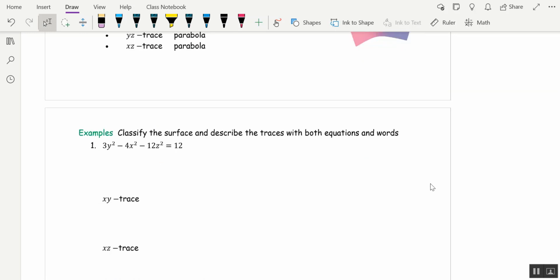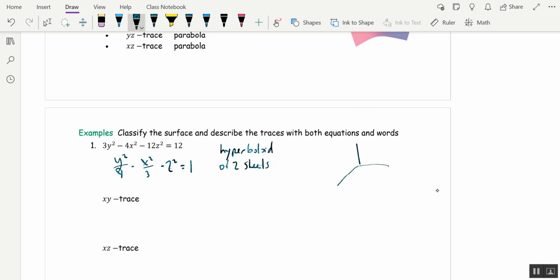All right, let's do some examples. We want to classify each surface and then describe the traces. So for the first guy, I'm going to divide both sides by 12 to get this into standard form. So I get y squared over 4 minus x squared over 3 minus z squared equals 1. That's a hyperboloid of 2 sheets. And since the y squared is the positive variable, this is going to open along the y-axis. So it'll look something like this. It's a hyperboloid of 2 sheets, but it's oriented along the y-axis, not the z-axis.